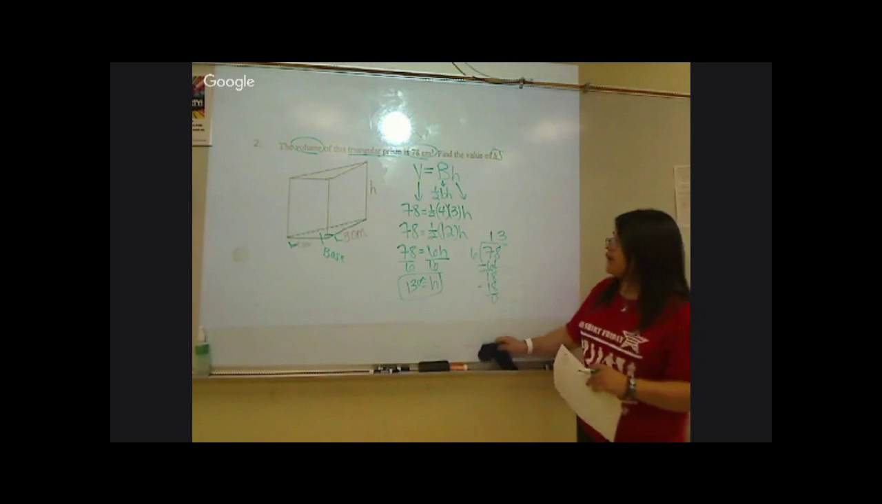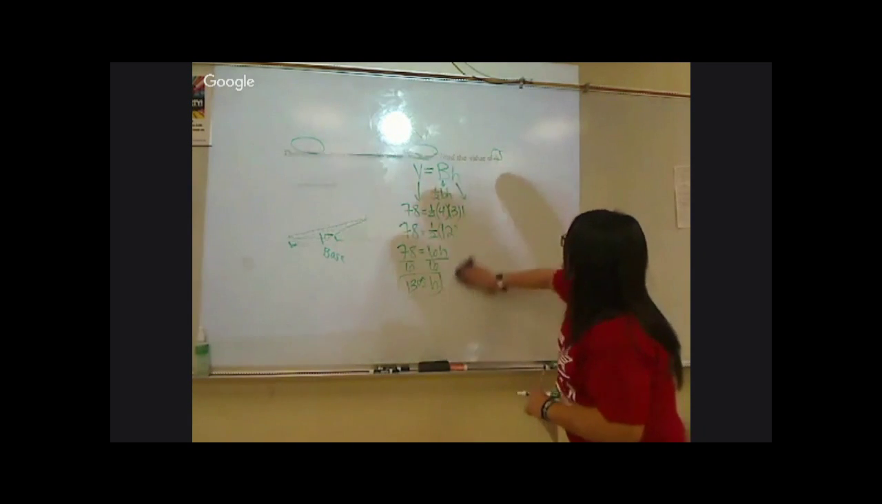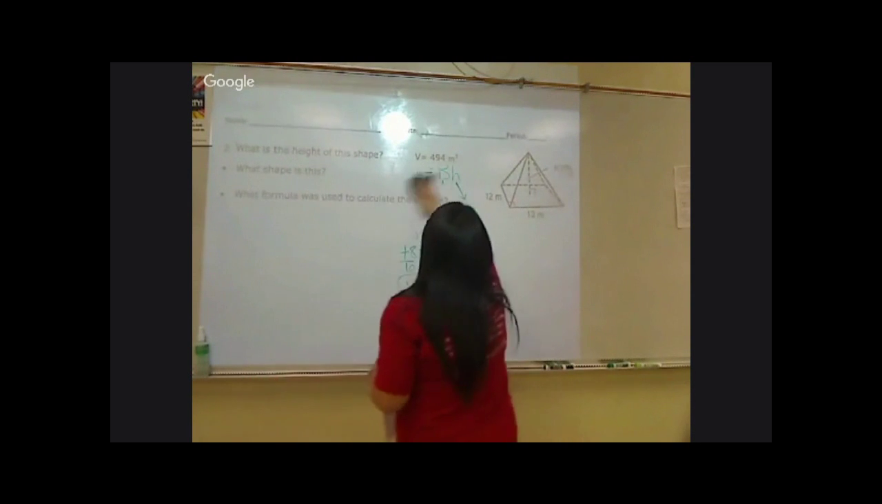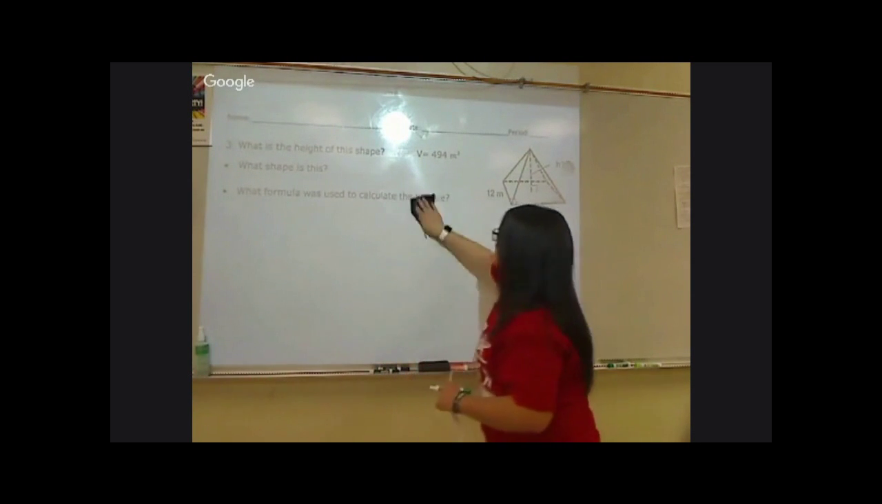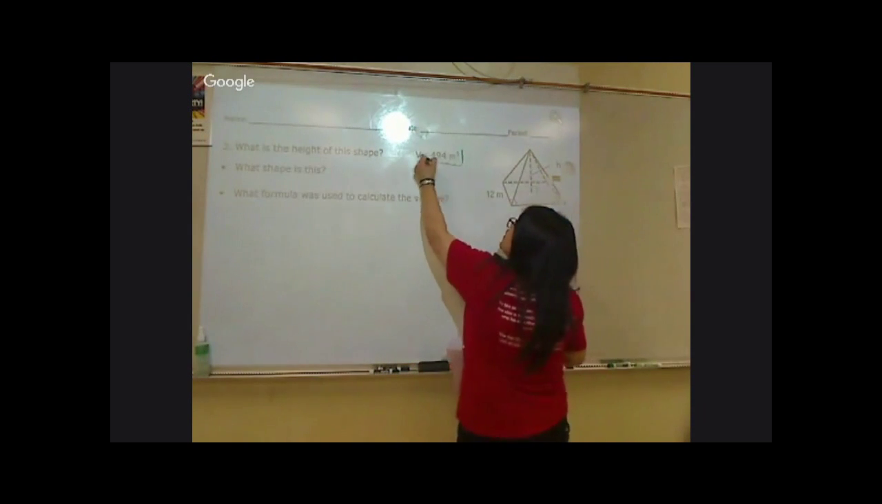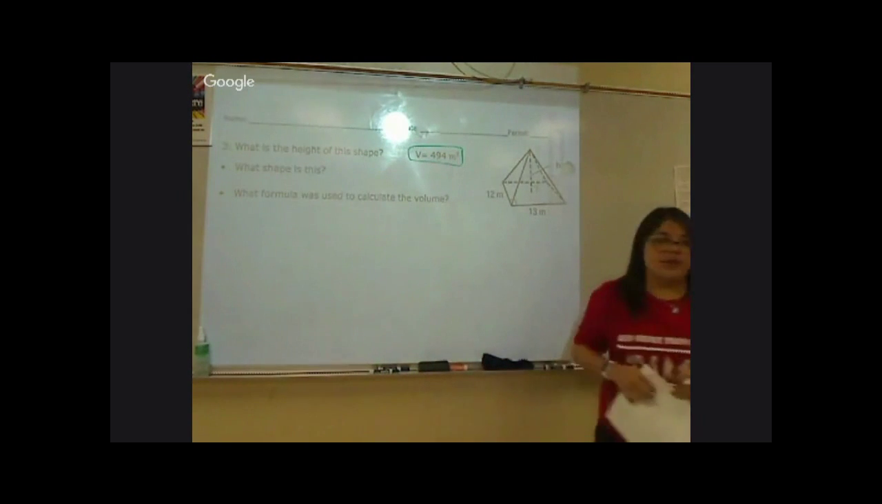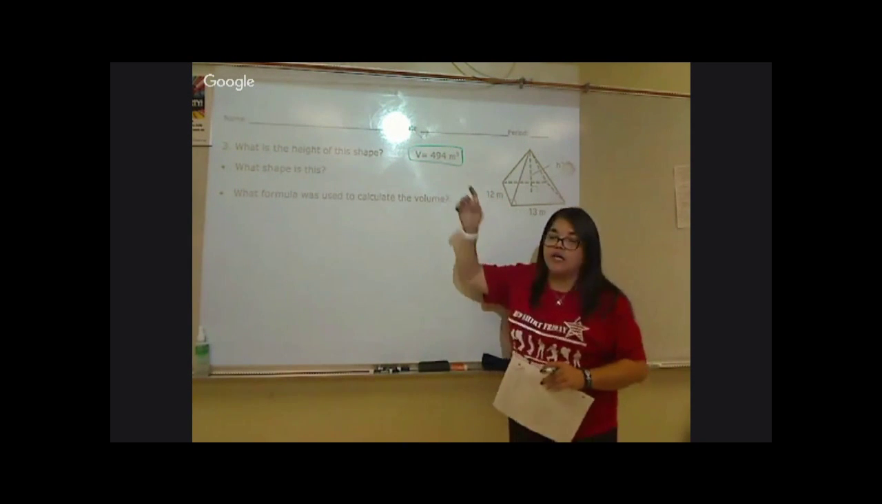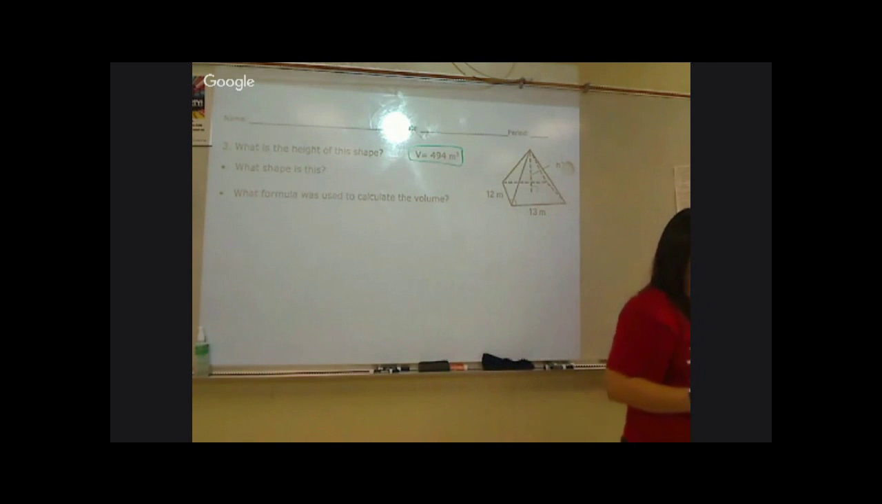Let's look at the back. We've talked about prisms. We need to talk about the other one, our pyramids. So, let's see here. We have a pyramid, and they gave us the volume of this pyramid. They told us this pyramid can hold 494 cubic meters.